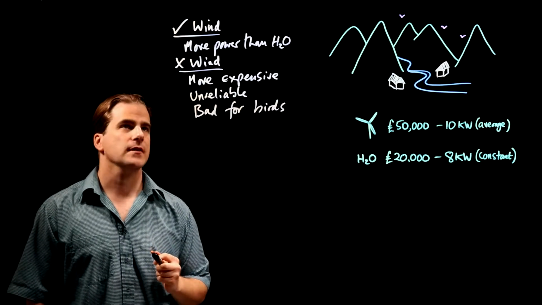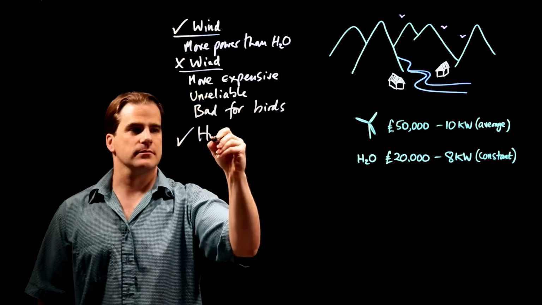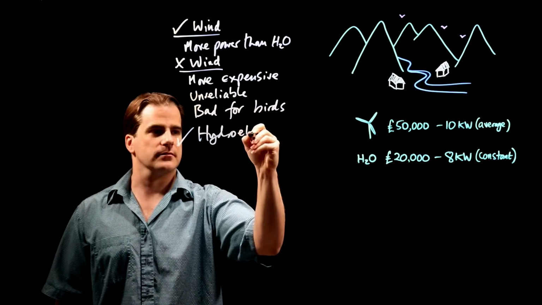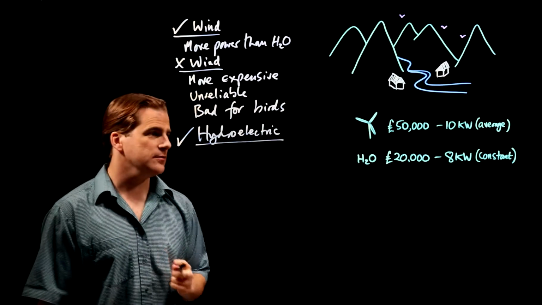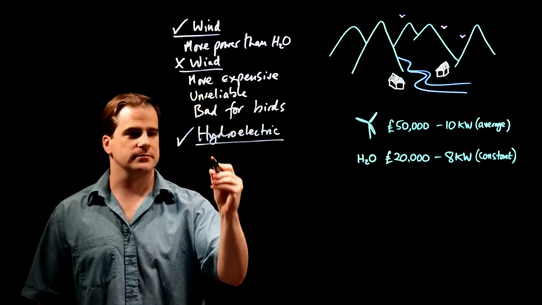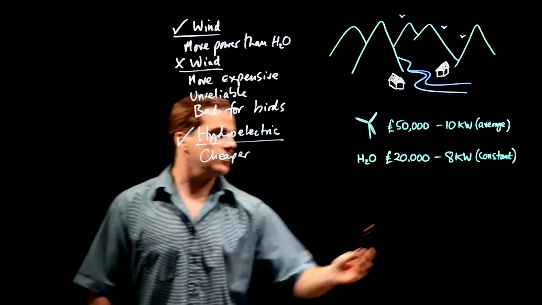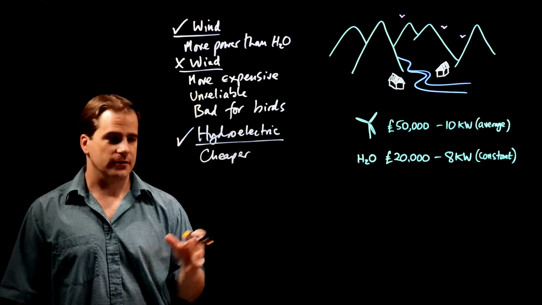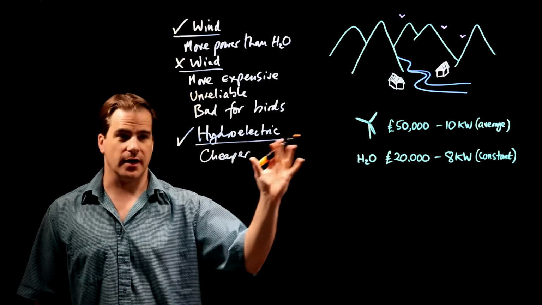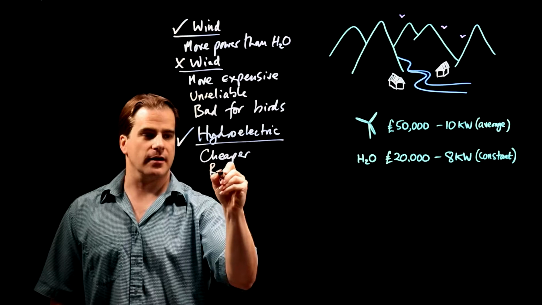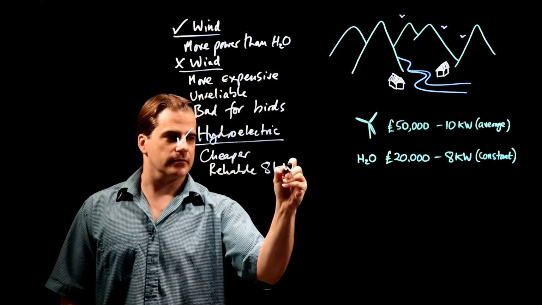Okay, right, what next? Advantages of hydroelectric. Okay, I bet you there's an obvious one. Yeah, it's cheaper. Also, it's constant power. The stream is always flowing, or the river's always flowing. You get a constant, uninterrupted 8 kilowatts. So it's reliable. Reliable 8 kilowatts.